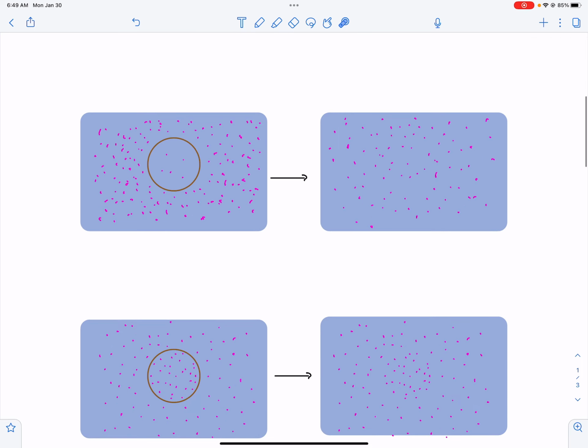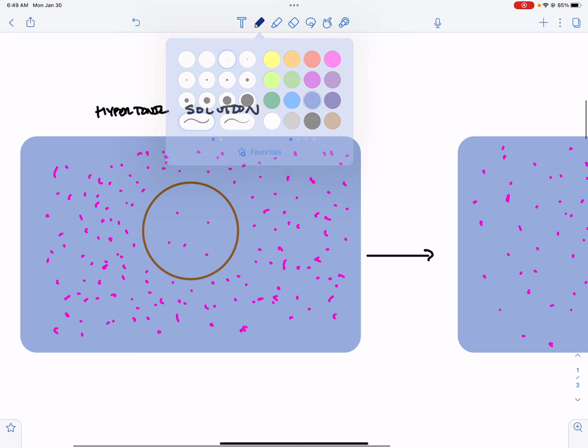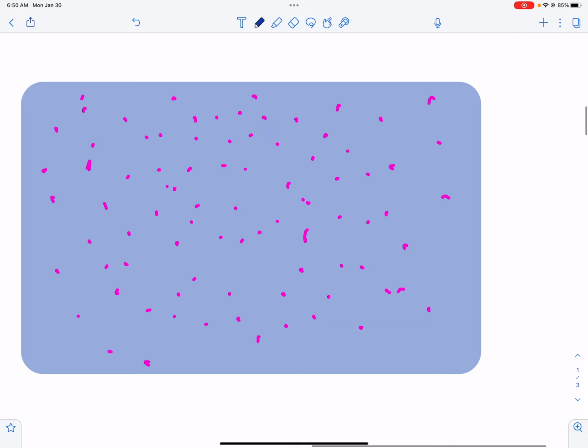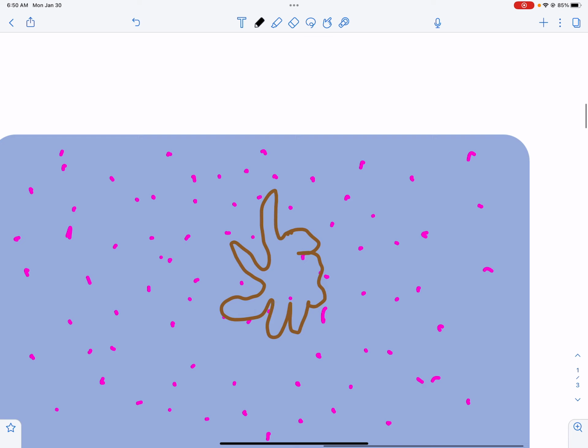Okay, the next situation is when we have the opposite case. Now we have a hypertonic solution. And in this situation, now there's more free water inside of the cell than there is outside of the cell. So on net, water is going to move out of the cell, and the cell is going to shrivel. So here's my best little shriveled up cell. So sad. And this state is called plasmolysis.